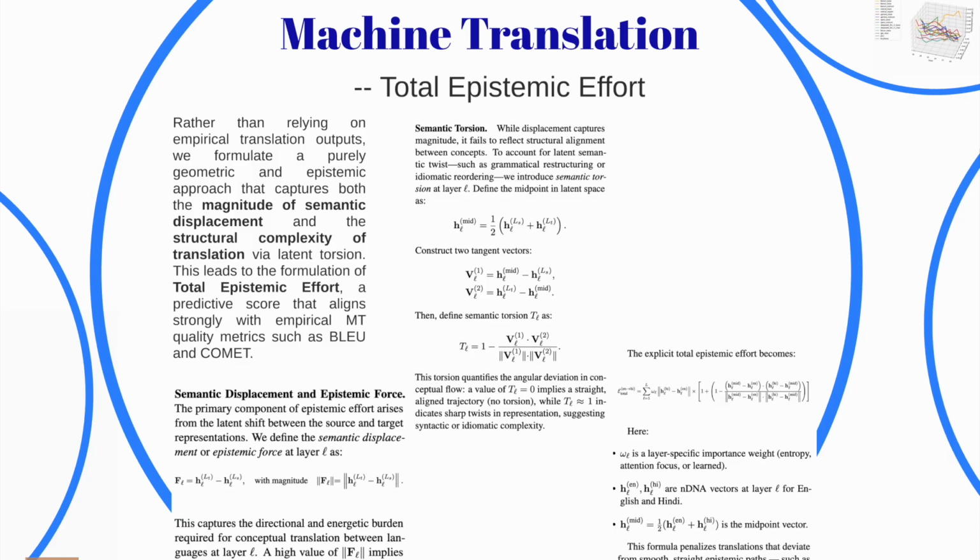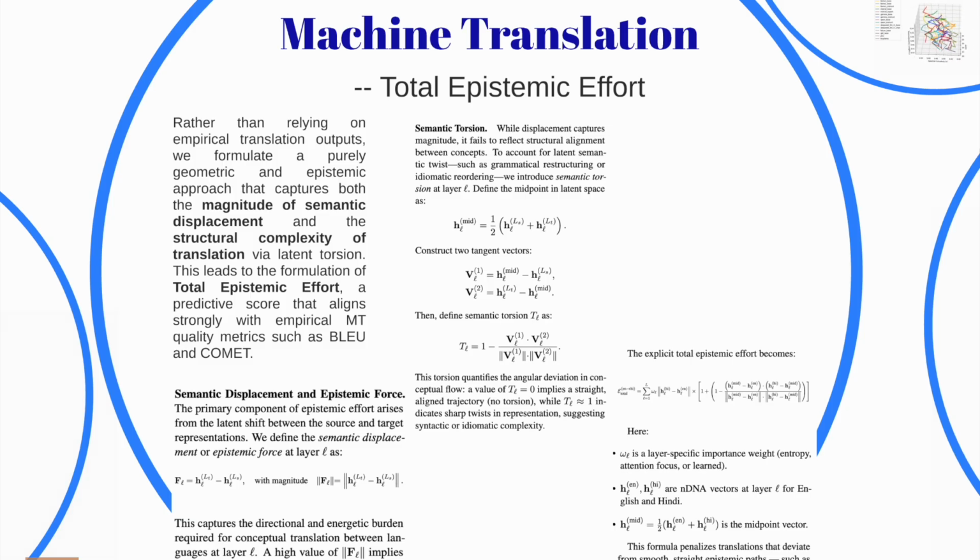The first part is semantic displacement: how far the latent representation for English sits from the latent representation for the target language at each layer, or reverse. The second part is semantic torsion: how much the local trajectory of meaning twists when you try to go from one language to the other. Displacement captures how far, torsion captures how crooked.